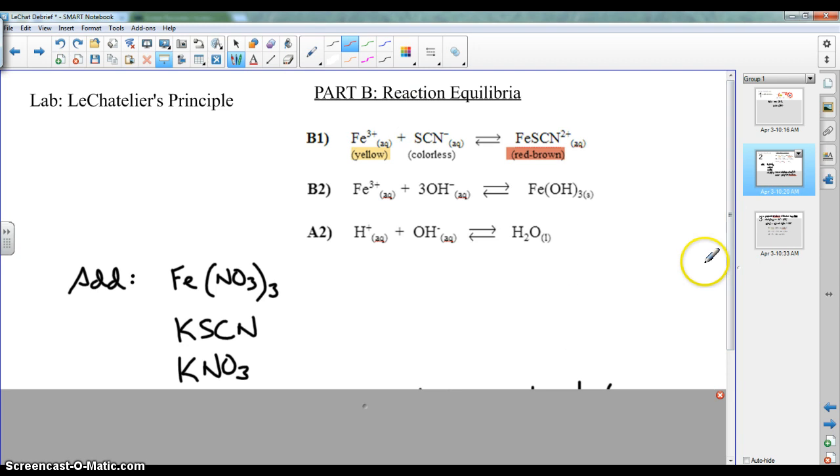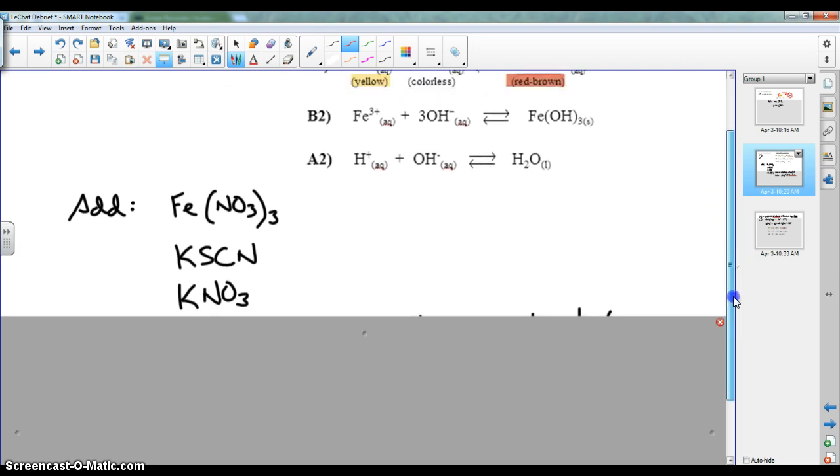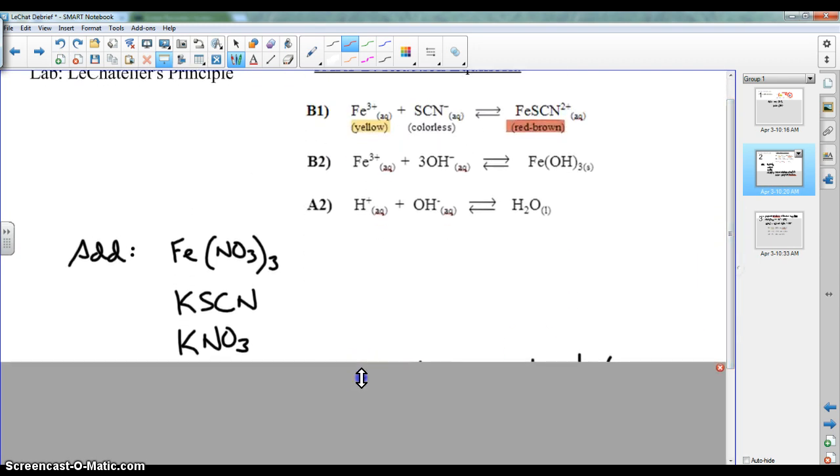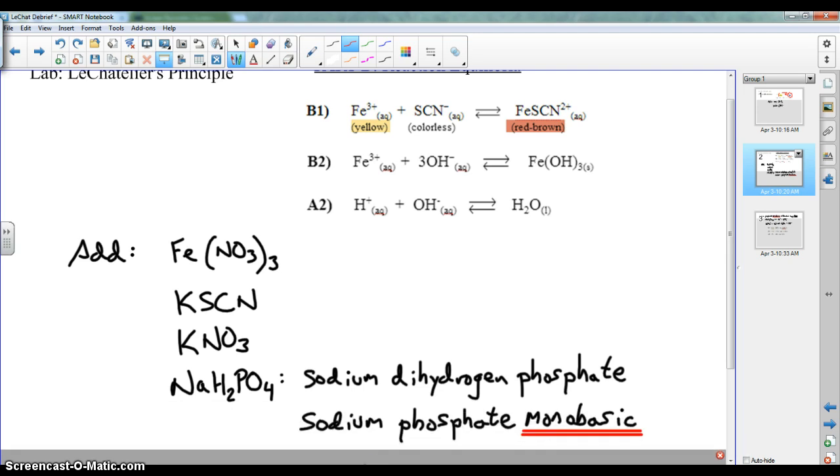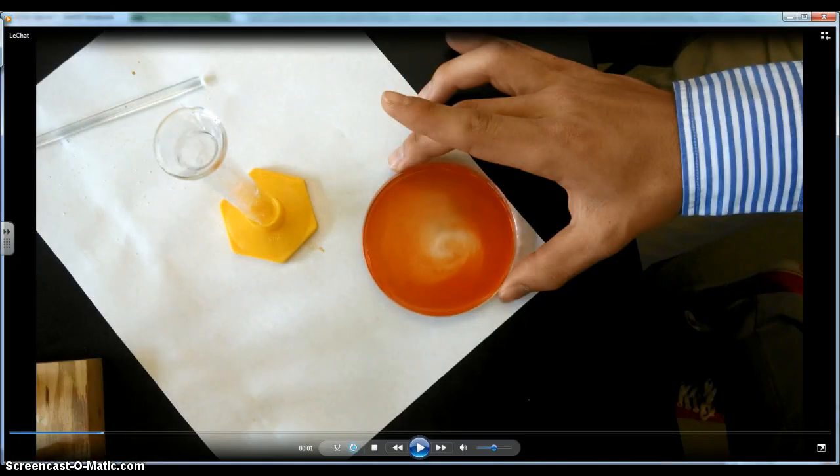There we go. Now the next thing that we did to this equilibrium on top here is we added a species that's called sodium phosphate monobasic. I think the better name for it is sodium dihydrogen phosphate, but this idea that it's called monobasic is actually really important for the chemistry of our equilibria. You may recall that when we added this solid, we saw a pretty cool color change. Here's a quick movie of what we saw.